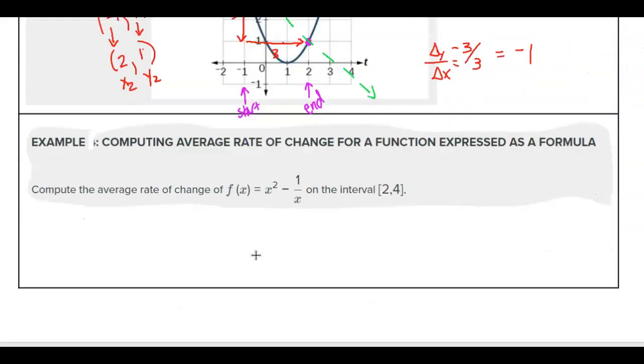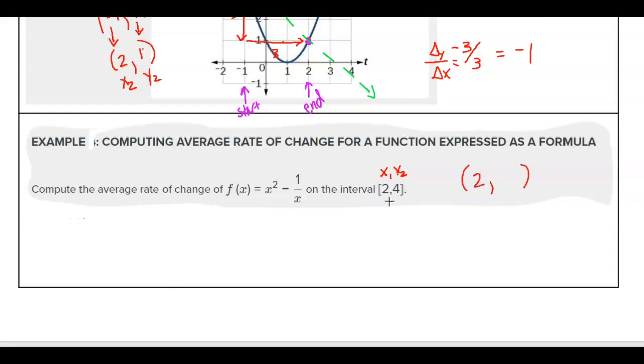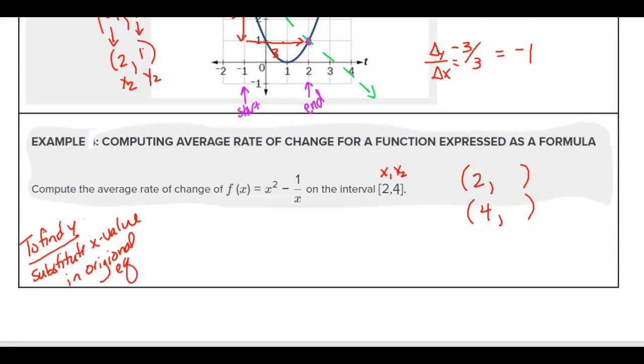Okay, the last example is going to kind of mix both methods. So we are going to be given a function, and it could be any function. And then remember, these are our x values for our interval. Okay. So I'm going to find the ordered pairs. So 2, we need to find the y value, and then here's 4. So remember, to find y, what we want to do is substitute the x value in the original equation.